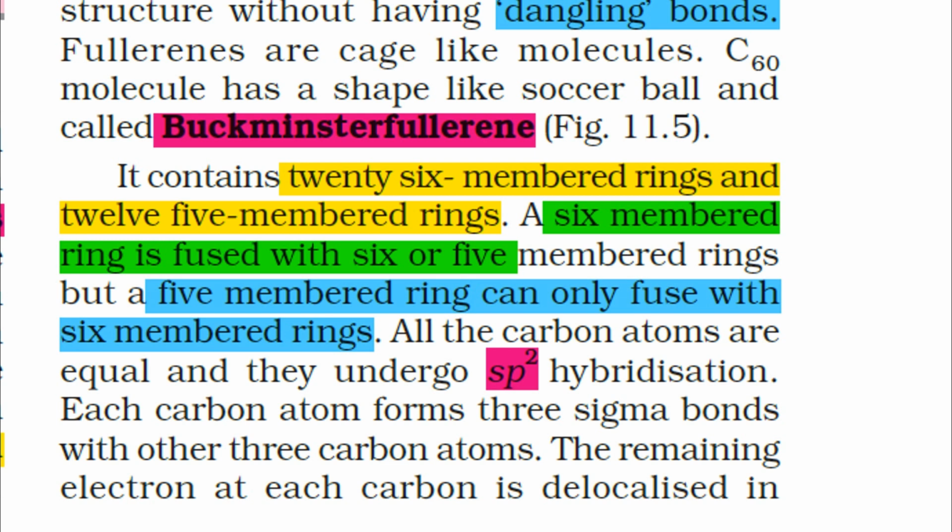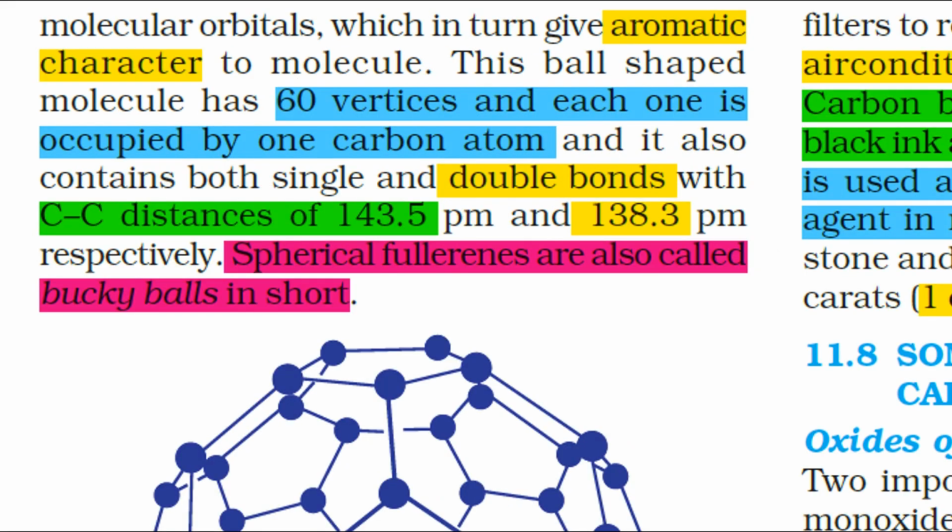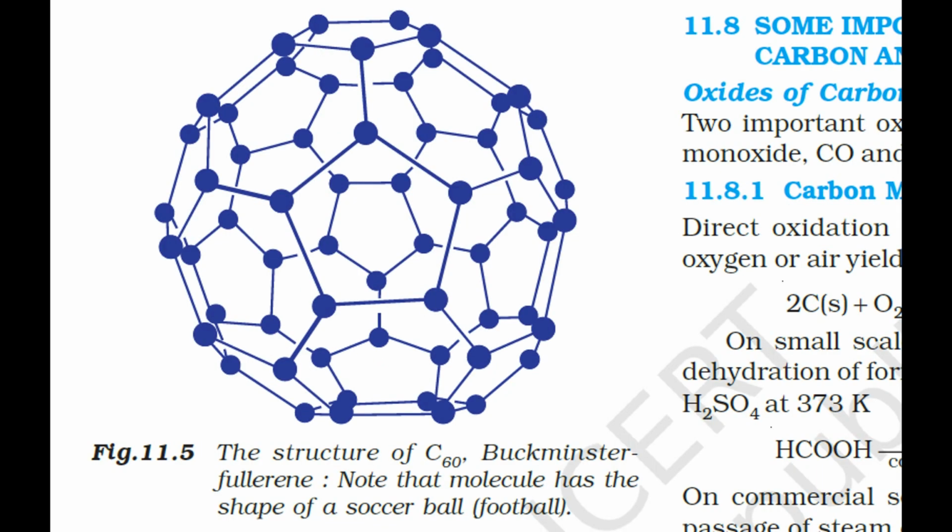That means there are only 3 sigma bonds and 1 delocalized pi bond present, which gives aromatic character to the molecule. It has 60 vertices occupied by each carbon atom. Single bond length is 143.5 picometer. Double bond length is 138.3 picometer. Again, in organic basic concepts, we will see about hybridization, and we know that s character is inversely proportional to bond length. That means more s character, less bond length. That's why sp2 carbon has less bond length than sp3 hybridized carbon. Next, spherical fullerenes are also called buckyballs in short. As you can see in the diagram, it looks like a soccer ball or football.